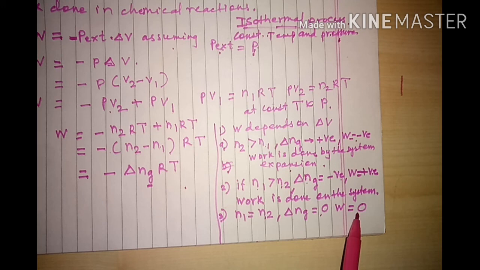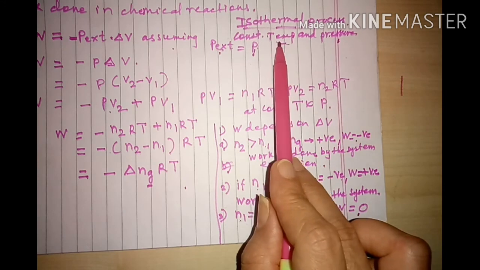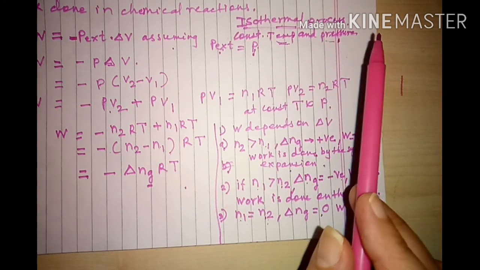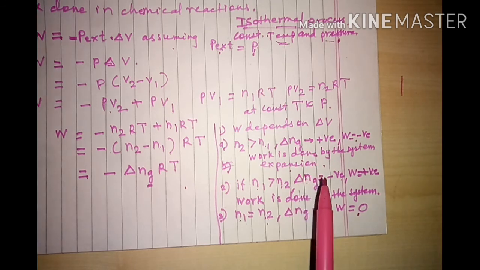It means that no PV work is done when the number of moles of reactants and products are equal. So no work is done. Now remember, the process is carried out at constant temperature and pressure. So don't forget this condition. The reaction is carried out at constant temperature and pressure; only then will these things arise here. Okay, thank you. In the next lecture, we will talk about the enthalpy of phase transition.